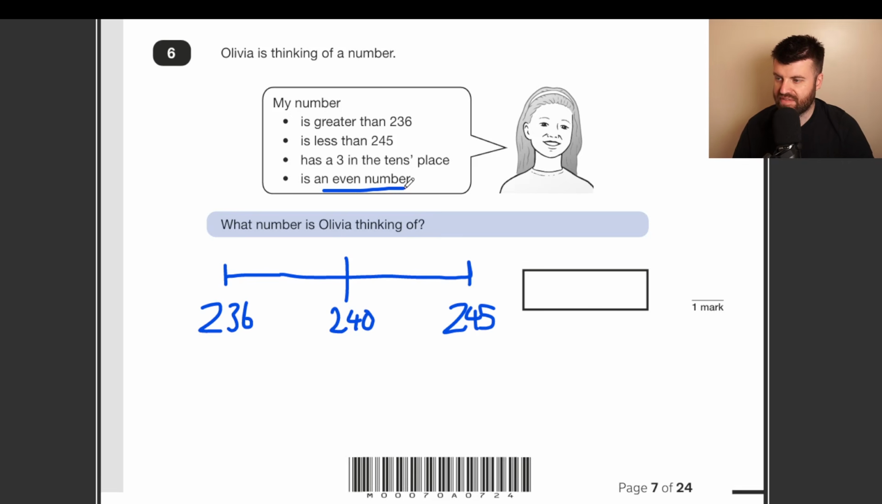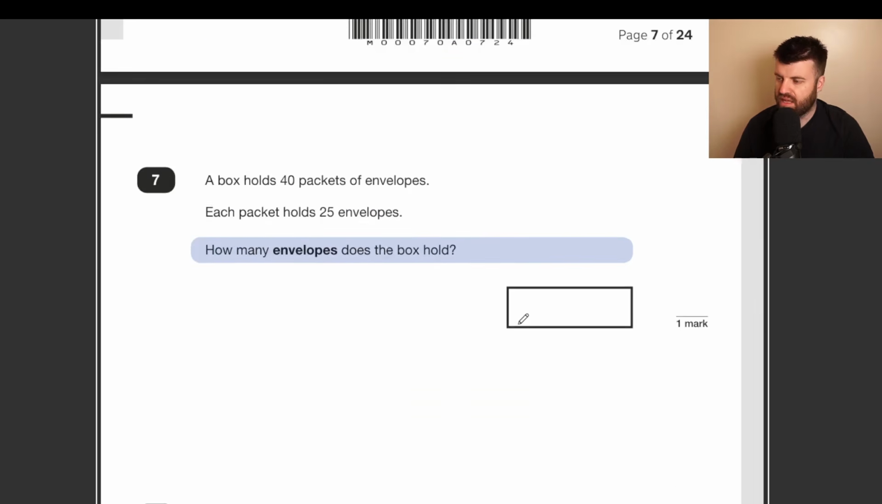It has a 3 in the tens place. We've done that. It has an even number. Aha, so it can't be 237. And it can't be 239. So we've narrowed this down massively now. There's only one number in between this. It must be 238. Question 7.